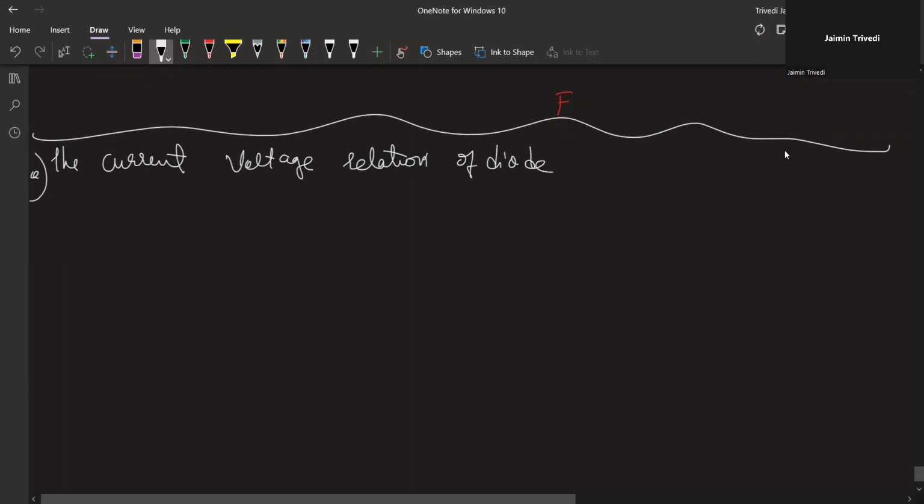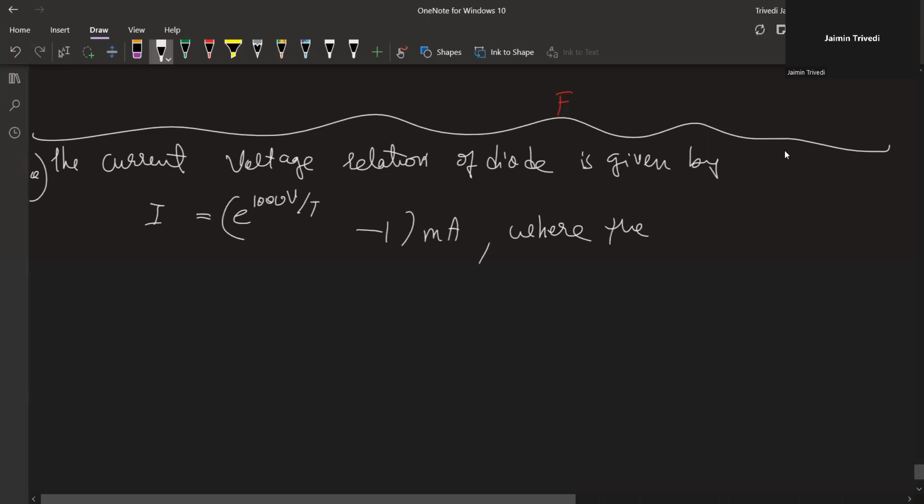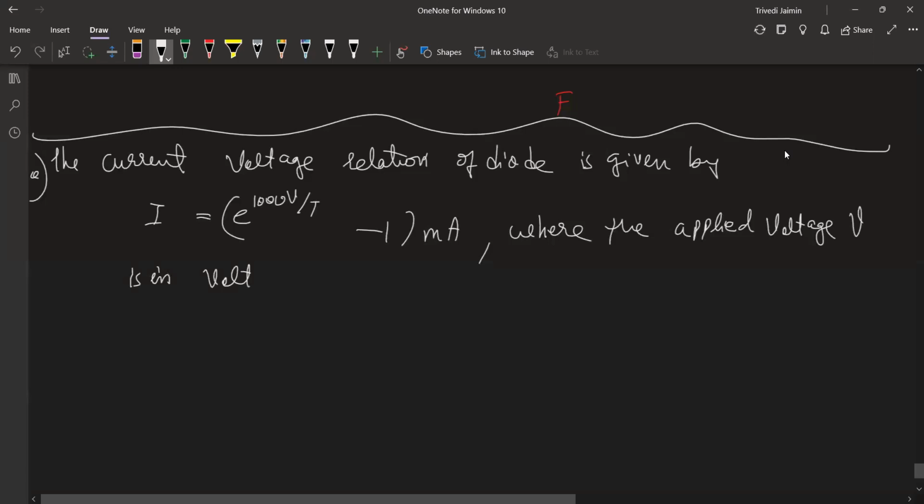The current of a diode is given by I equals e to power 1000 V by T minus 1. Do you know what a diode is? Anyone? Yes, sir. Have you heard of it? I've heard of it, but I don't know what it is. Okay. Anyone else? Sir, I don't know. Okay. Temperature T is in Kelvin. I'll explain once I finish this. I'll explain what a diode is.